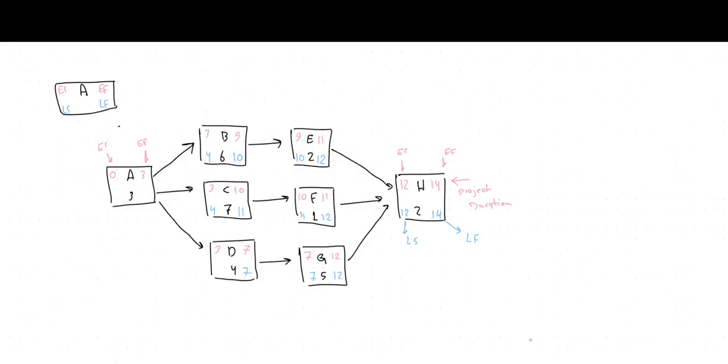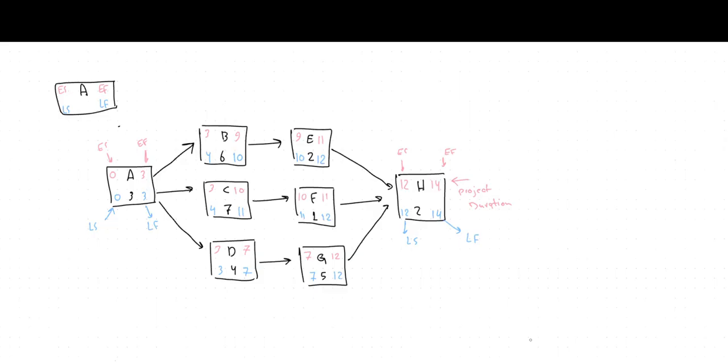For activity A, there are 3 arrows coming to activity A from B, C, and D. That means we have to take the lowest value. We have 4, 4, 3, so we take 3. 3 minus 3 is equal to 0. In this case, all the late start and late finish for all the activities are calculated.